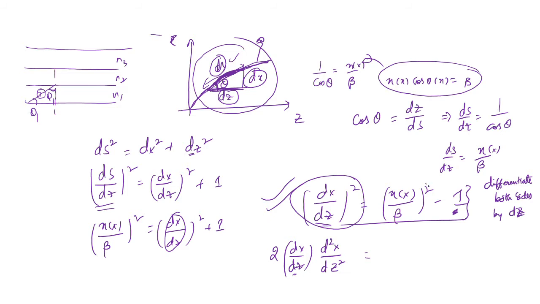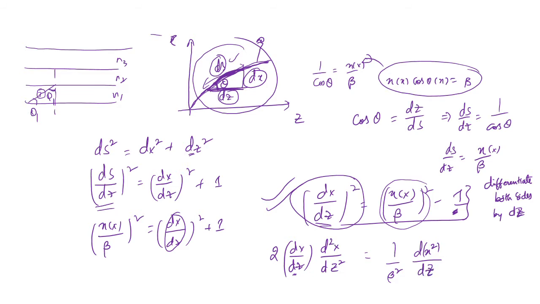Now if I differentiate this with respect to z, be very careful here. 1 over beta square is just a constant, and so what I am really differentiating is n square. So if I differentiate n square, I would have to write d of n square by dz.